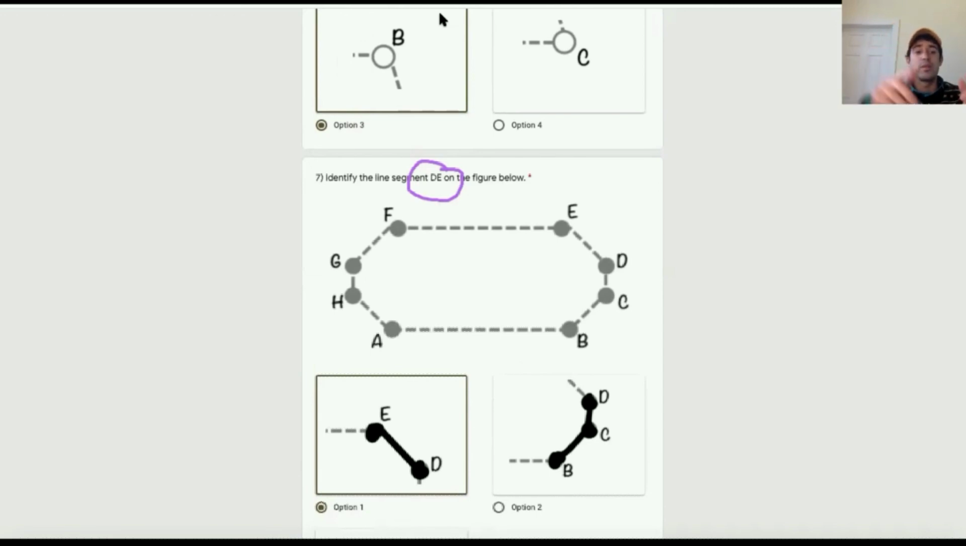Shoot your shot on your independent practice, identifying your points, lines, and segments.